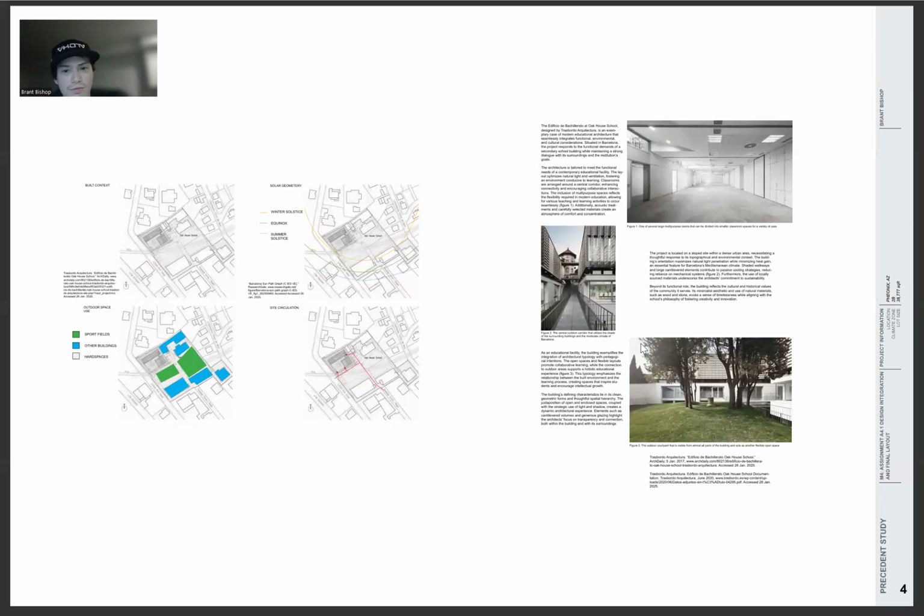So we started off doing some precedent analysis. The precedent I chose, the site was the Edificio de Bachillerato, Oak House School in Barcelona. It was just a small building on a small lot in the hilly part of Barcelona. So I did some solar studies, some circulation studies, and just saw how the space was used, how the lighting was allowed despite having a hilly surface and how everything went.